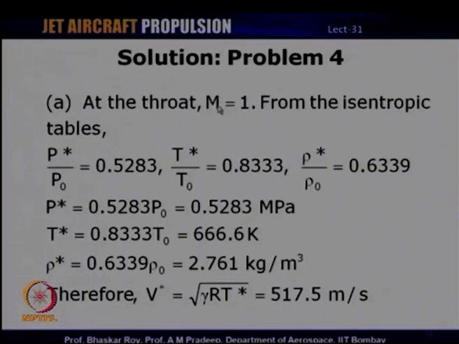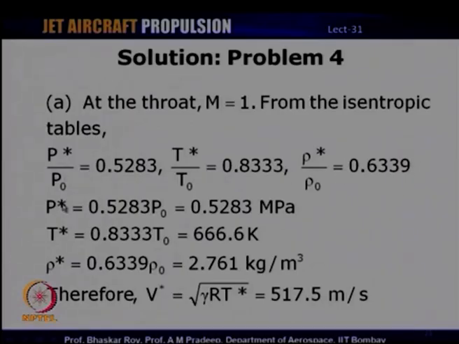Part A of the question is to find the conditions at the throat. Since at the throat we know Mach number is 1, from the isentropic tables we can calculate the corresponding temperature and pressure ratios. P star by P naught for Mach number of 1 would be 0.5283, T star by T naught is 0.833, and rho star by rho naught, the density ratio, is 0.6339. So, this you can see from any isentropic tables. For a Mach number of 1, these ratios can be easily found out.